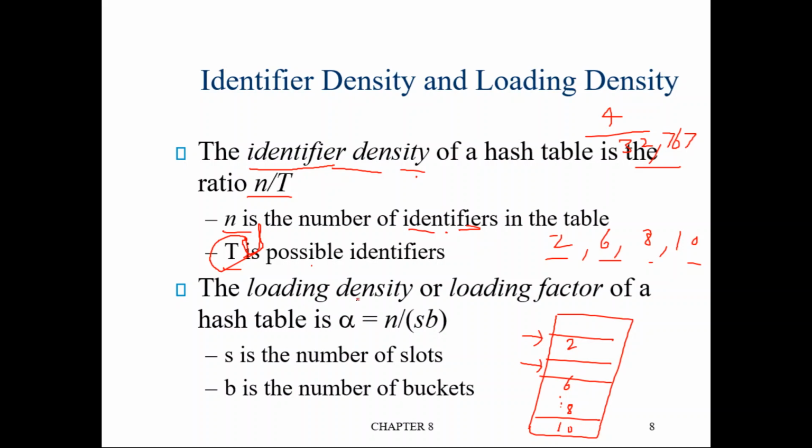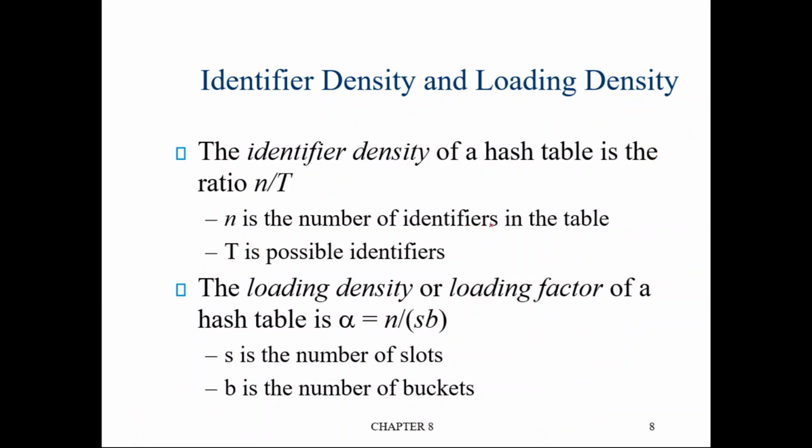Load density, or loading factor, is calculated like this: alpha equal to n by s into b, where s is the number of slots and b is the number of buckets. Say currently there are n items. So n is what? n is the number of identifiers in the table.